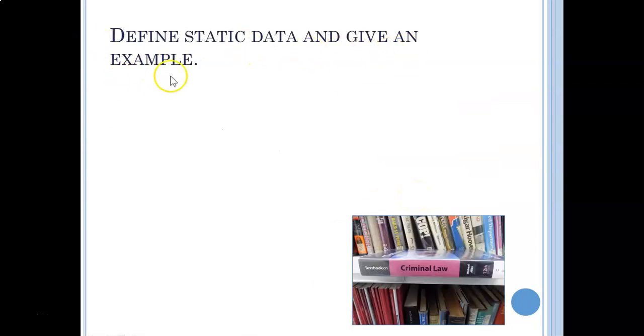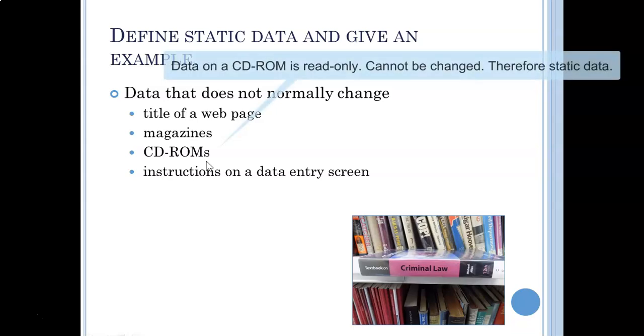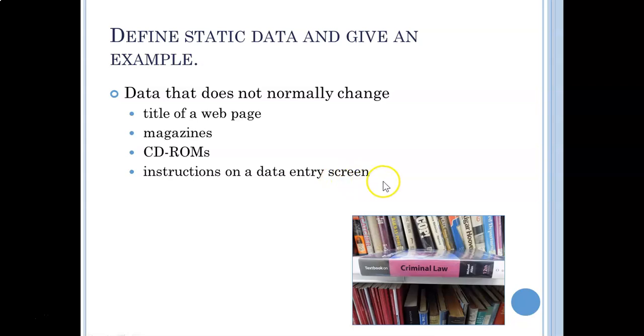Define static data and give an example. So this is data that does not normally change. So some examples over here are the title of a web page, the information in a magazine, the writing on CD-ROMs or disks, and instructions on a data entry screen. So when you're dealing with static data, just think of like textbooks. The information in this textbook, once this textbook has been published, it cannot be changed in that textbook. So static data is data that does not normally change.